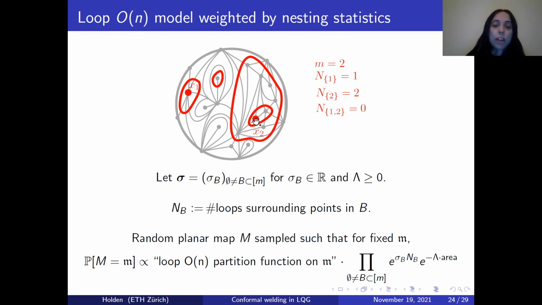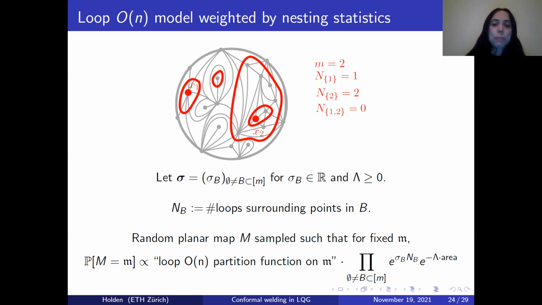So for each subset of points B, we let n sub B be the number of loops surrounding the points in B. For example, we have n sub 1 equals 1, since there's one loop around the point x1. We have n sub 2 equals 2, since there are two loops around x2, and we have n sub {1,2} equal to 0, because there are no loops around both points.